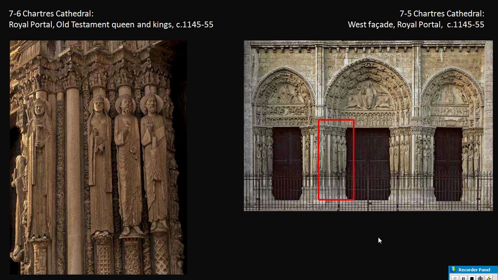It follows the example of Saint Denis by putting Old Testament kings on the areas to the sides of the doors, what we call jambs, J-A-M-B-S, a door jamb. And there we can see kings and queens holding their texts, blessing us as we enter. None of them are identified. Some of them are missing.